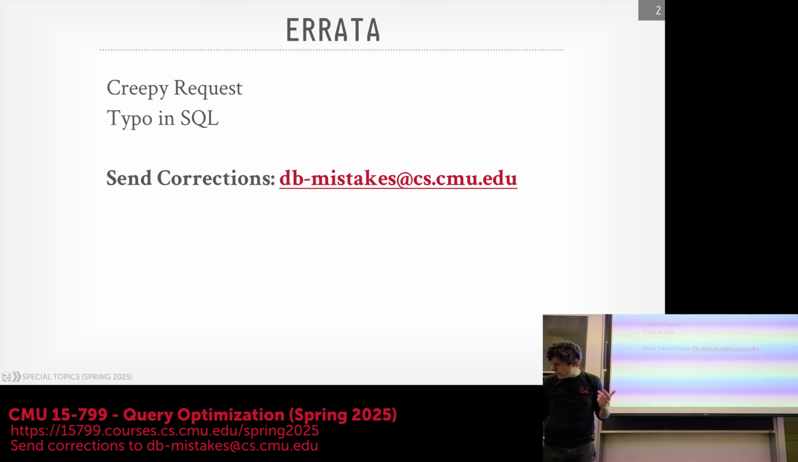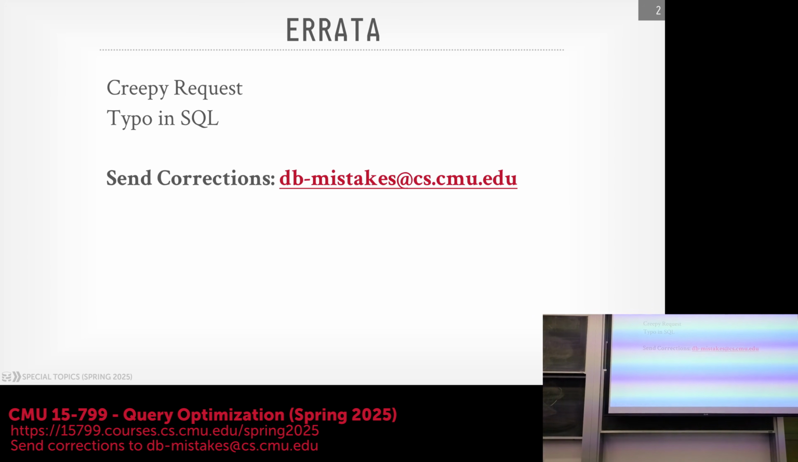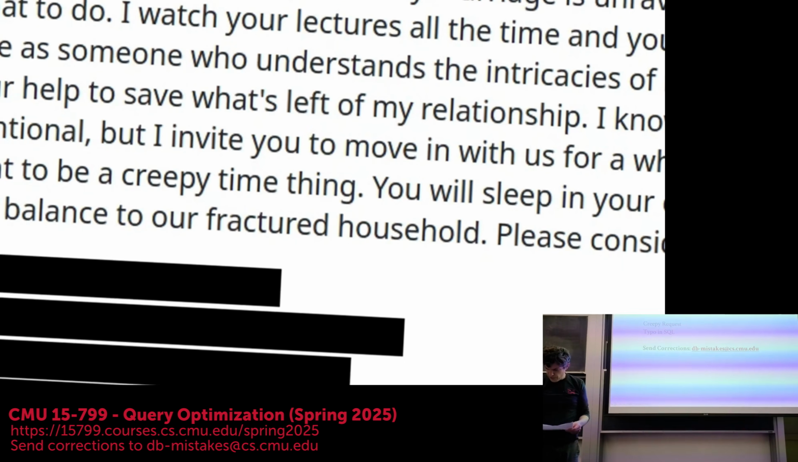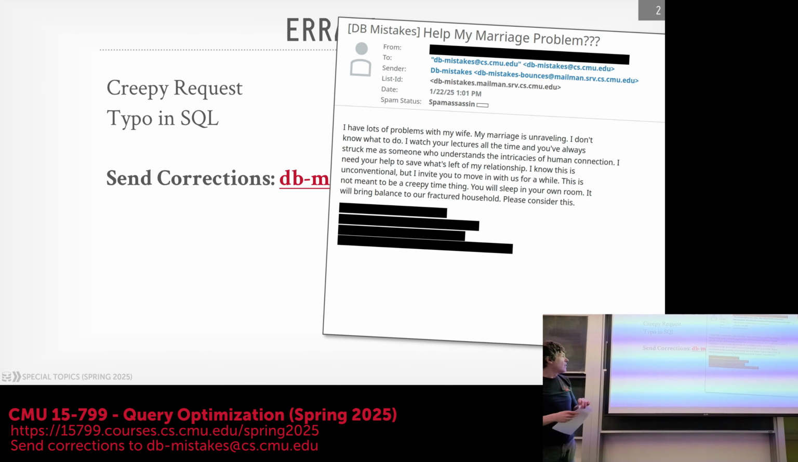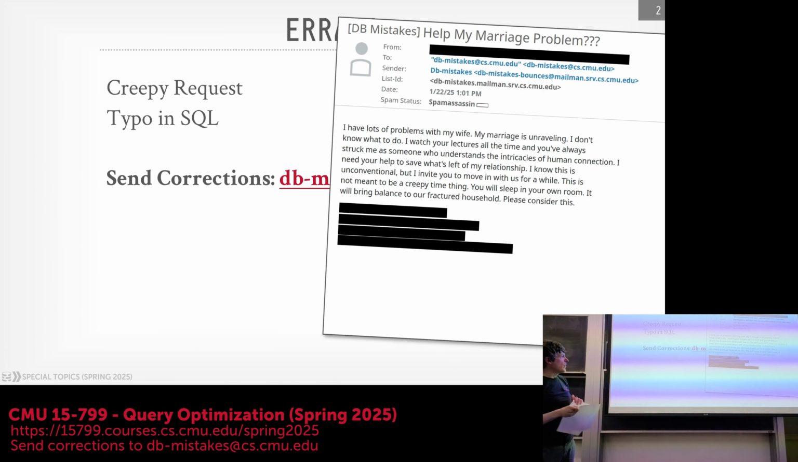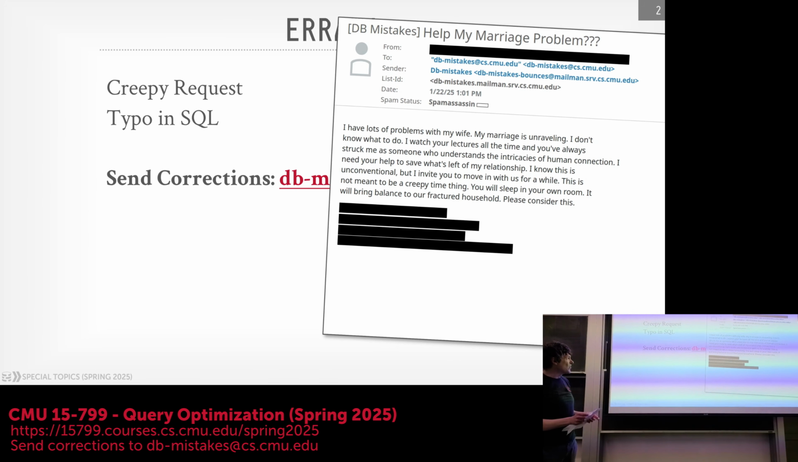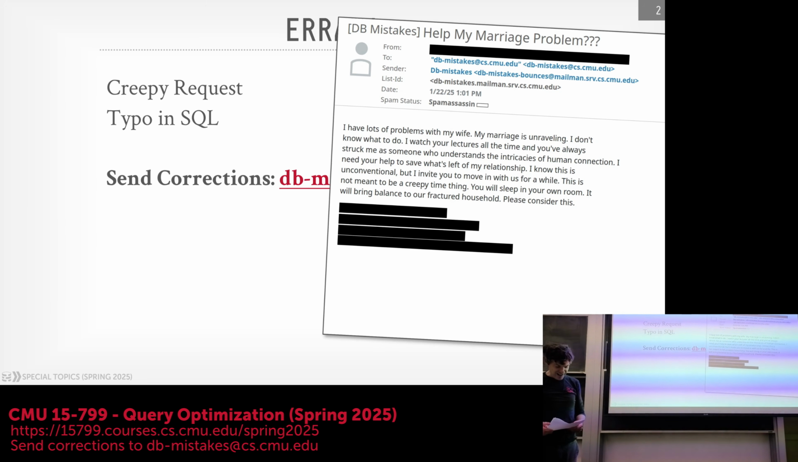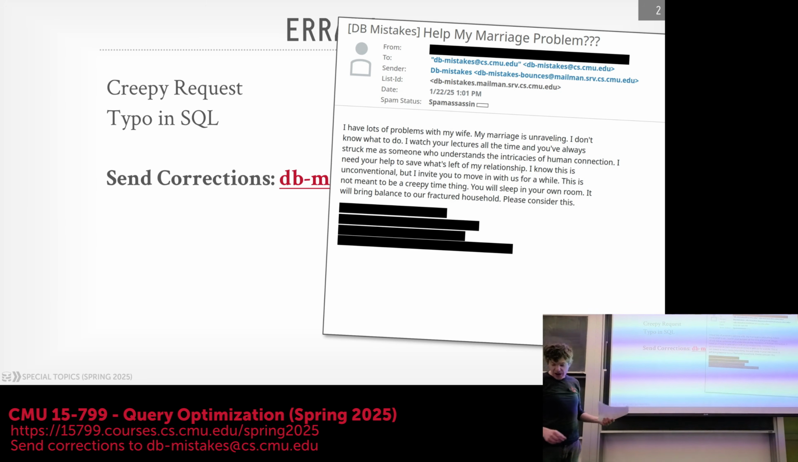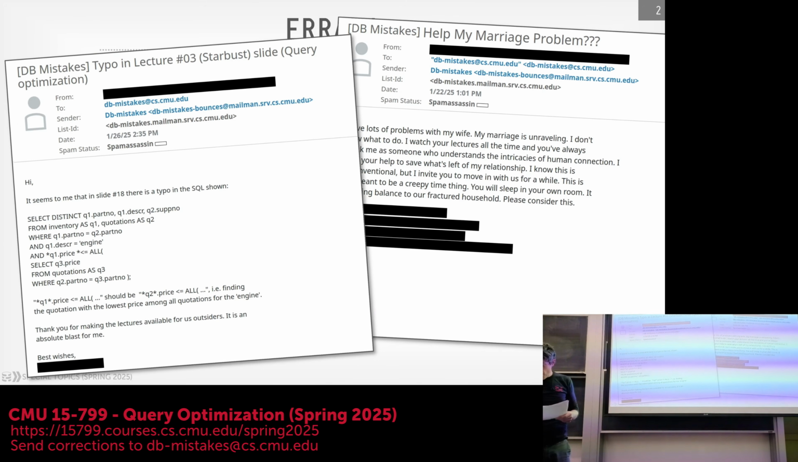Actually, the first one's not so much a correction. I got this creepy email from somebody last week who says that they want me to move in with them because their marriage is falling apart, and somehow I'm going to figure that out. I don't know who this is. This is bizarre. We're not doing that. There was a real one, though.